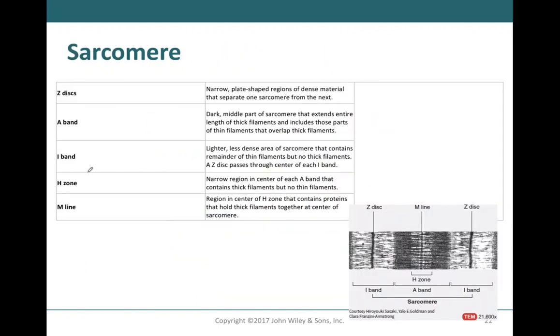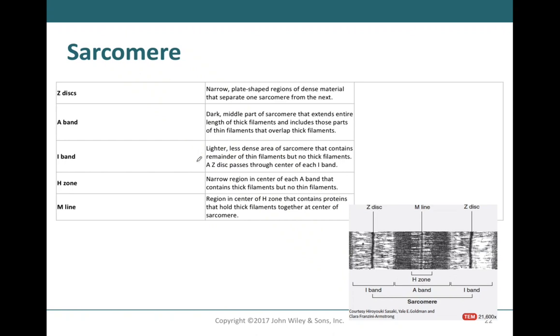So here we just see another explanation of each of these parts of our sarcomere. The Z discs are going to be Z-shaped, and they are going to separate one sarcomere from the next. The A band is going to be the dark band that we see on our striations. This is the middle part of our sarcomere, and it's going to contain the thick filament and part of the thin filaments that are overlapping with the thick filaments. We can very nicely see the A band shown right here.